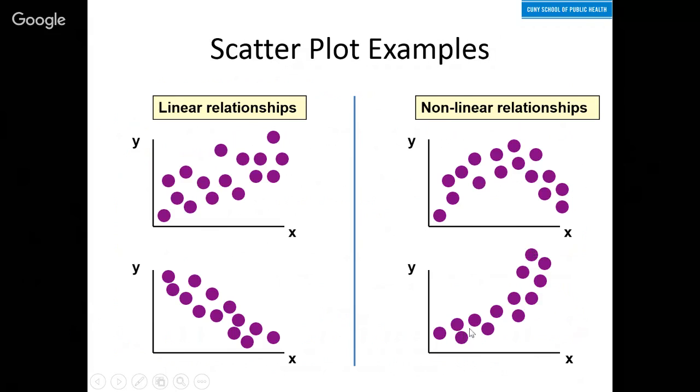Here's another one that looks like a parabolic relationship. This, you might have some linear and some nonlinear relationship, or maybe it's all nonlinear. You can't really tell from just this.